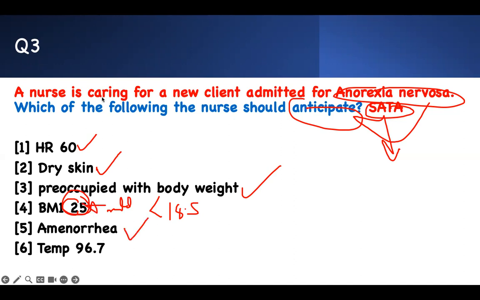If they are female, they may have amenorrhea. And their temperature is always hypothermia. That is normal for them. This is why they have lanugo to insulate their body. These are primitive features for a preterm baby. They have lanugo to insulate them. So anorexia patients also do the same thing. So those are your answers: 1, 2, 3, 5, and 6.